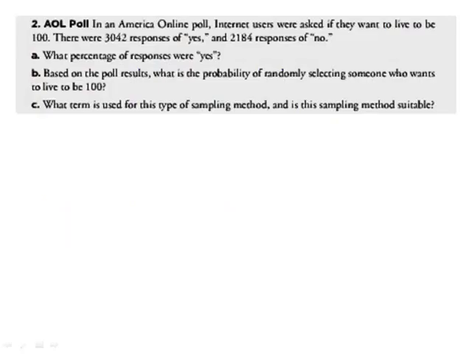Internet users were asked if they wanted to live to be 100. There were 3,042 responses of yes and 2,184 responses of no. If we're trying to find what percentage of responses were yes, then we have to have the total that took the survey. So we have to add the 3,042 and the 2,184.